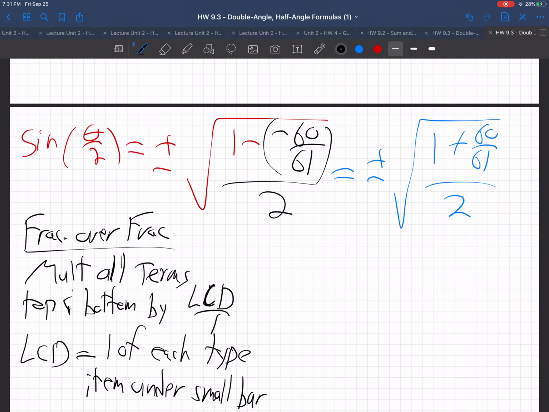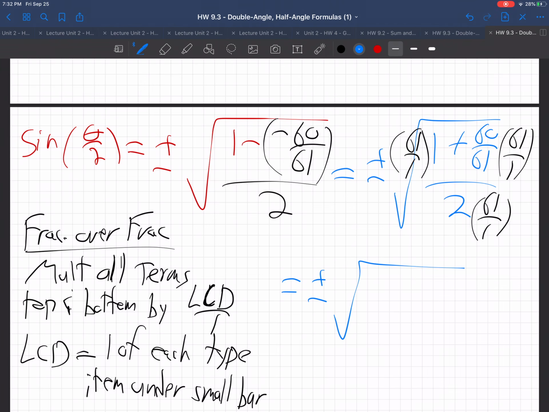I'm going to multiply it by 61 over 1, top and bottom. Where are we at? 61 times 1 right here is just 61. Plus, these guys cancel. 60 over 2 times 61, 122. Oh man, I messed that up, didn't I? 122, right? 122. There we go.